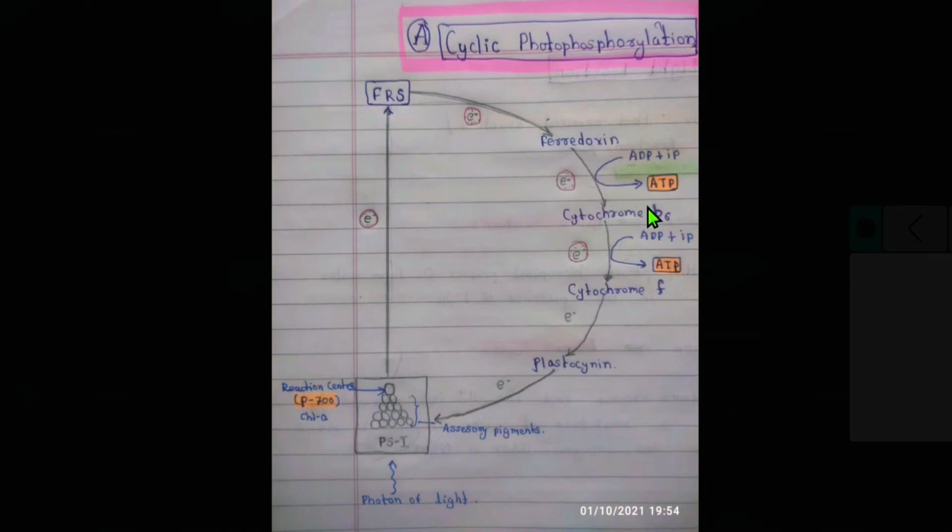Two ATP molecules are generated in cyclic photophosphorylation. The first is between ferredoxin and cytochrome b6, and the second is between cytochrome b6 and cytochrome f. The last step is the transfer of the de-energized electron towards PS1. Here the energy is lost for the formation of ATP, and the de-energized electron goes back towards PS1 to gain energy.